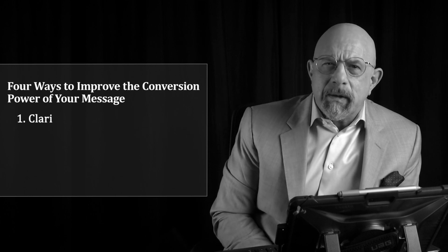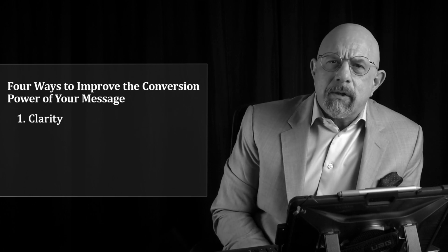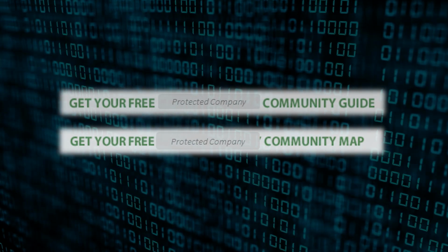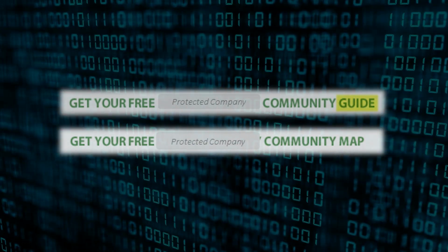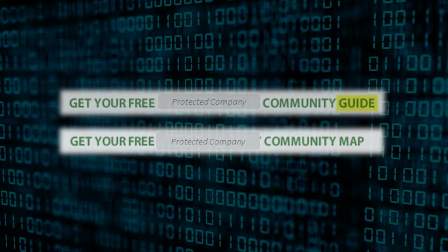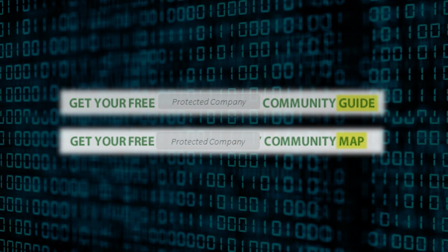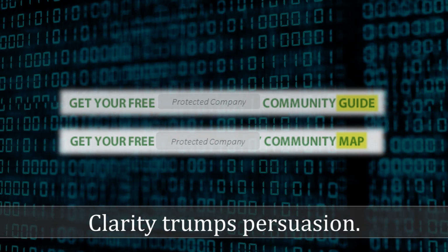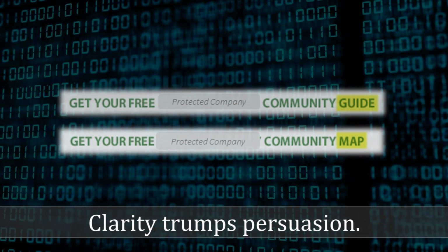The first is clarity. Let's compare the two headlines. The first headline offers a guide. It's a vague word. It could mean many things. The second headline offers a map that's very precise. It's much clearer, and it's much more powerful.